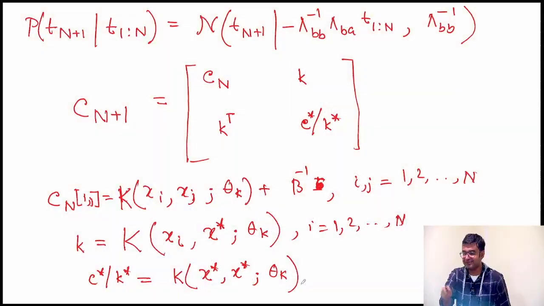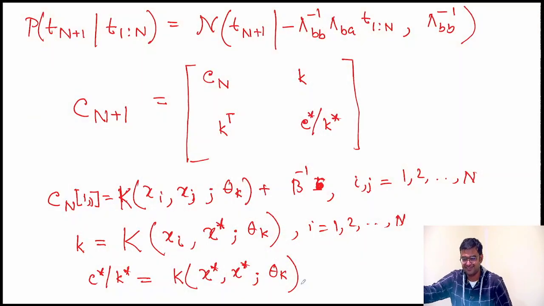Why is beta inverse not there? I was expecting someone would ask me, where is the beta inverse, at least in this term? What is the source of beta inverse? Measurement noise. At x star, you do not have a measurement, so the measurement noise is absent. Okay, so that's why the beta inverse is not there. This is a very common, obvious question: where did beta inverse go?